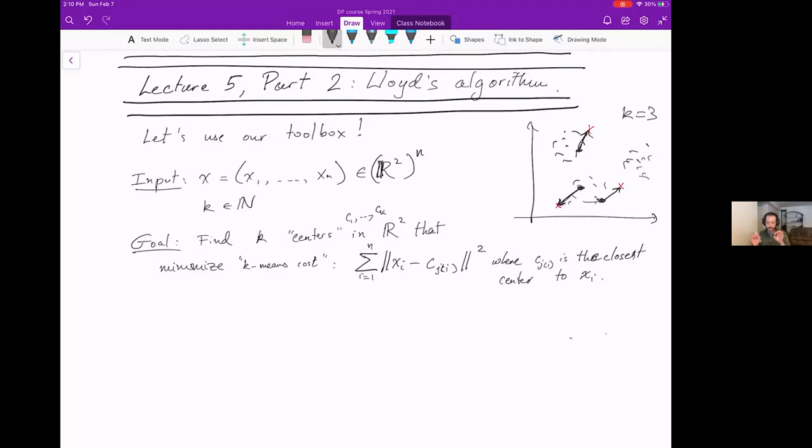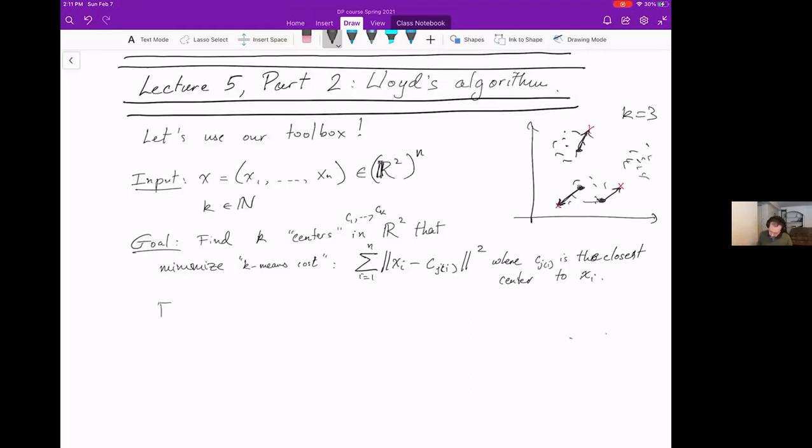If all of my points are close to some center, then my cost will be very small, and if some of my points are very far from a center, then those points will contribute a lot to the cost. It'll raise the cost. So what I'm trying to do is find a set of centers that's simultaneously as close as possible to lots of the data points.